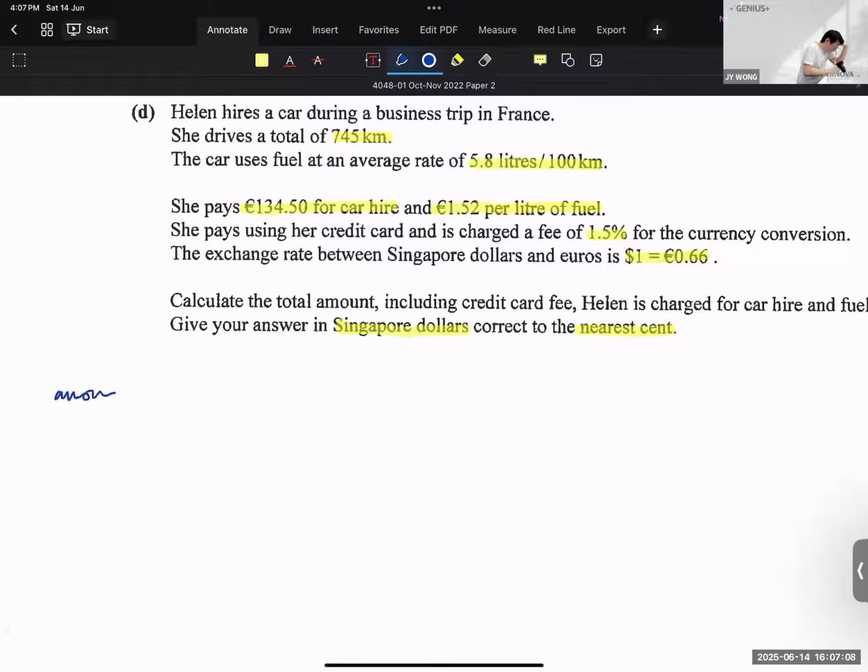So amount of fuel used. You can find it separately, it's not wrong. But you can also find it together if you prefer. How to find the amount of fuel used? Every 100 km is 5.8 liters, right? So it will be 745 out of 100 times 5.8. Or 5.8 out of 100 times 745. It doesn't matter, it's the same thing.